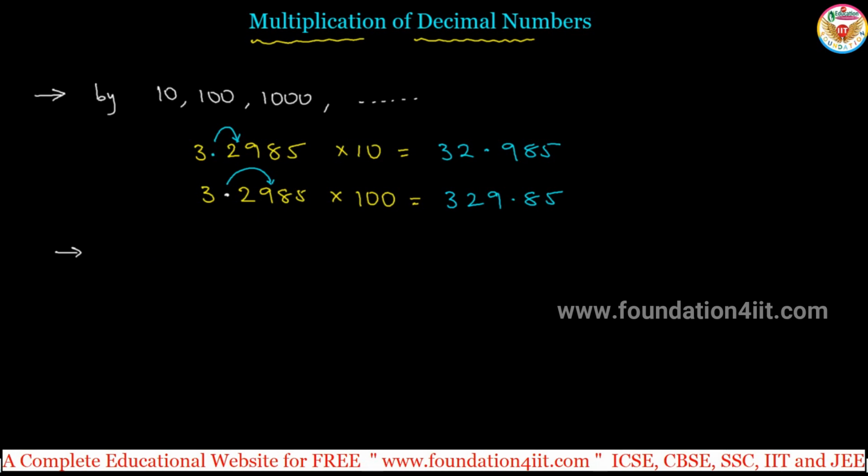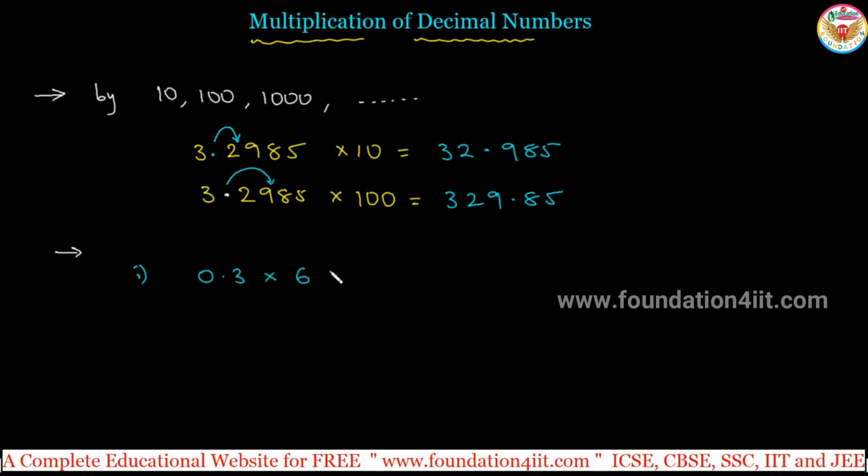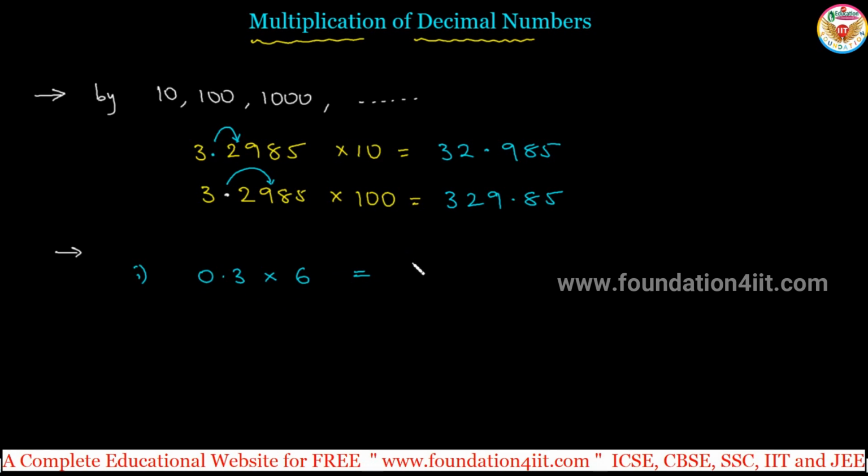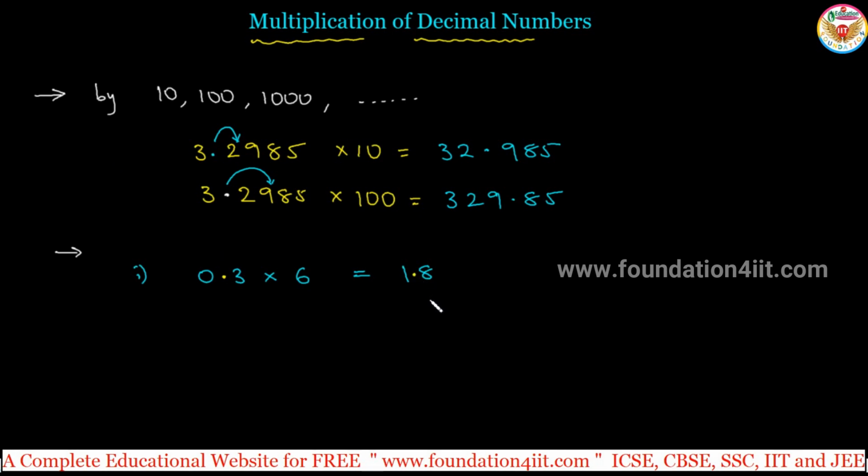Any decimal number, multiplication by a whole number. For example, 0.3 multiplied by 6. 6 is a whole number. So multiply in the ordinary way without considering the decimal point. Without considering this decimal point, this is just a 3. 3 sixes are 18. Now you check how many decimals are after the point. Only one. So from the right side, you leave one digit and put the point. So 0.3 into 6 is 1.8. See one more example.